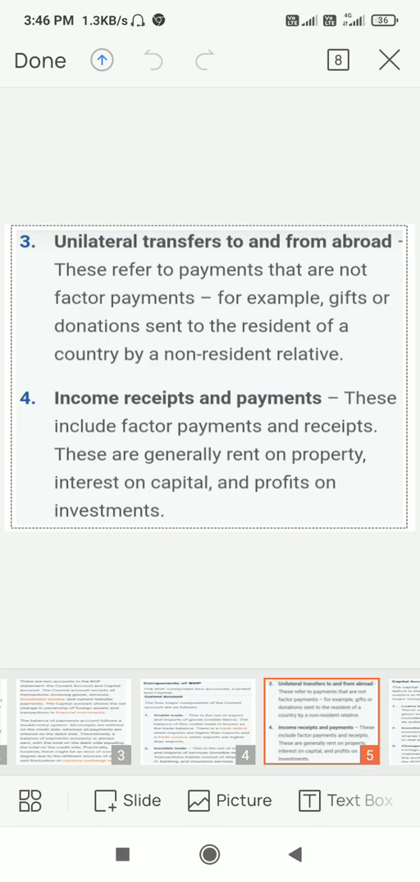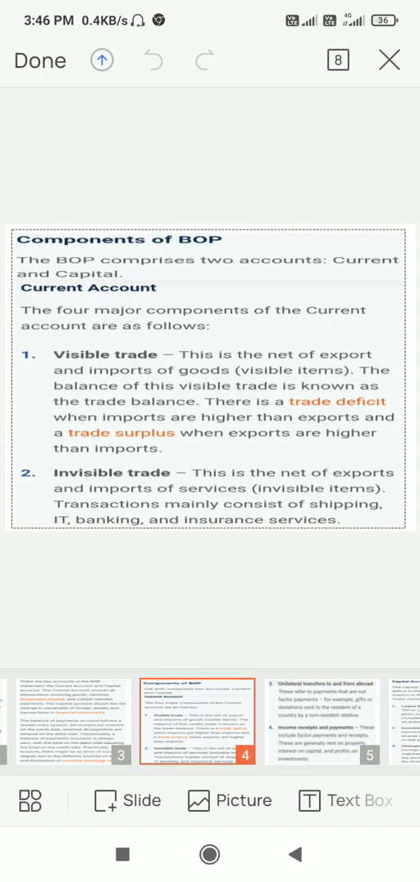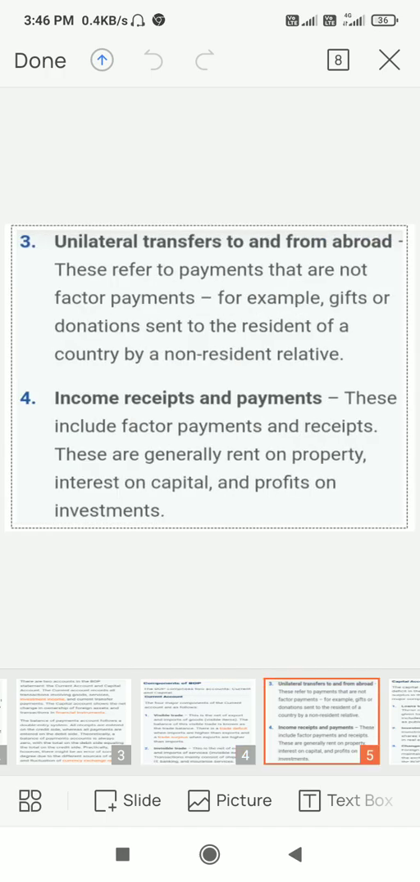Next one is called income, receipt and payment. All the income, receipts and payments we have made in this include factor payments and receipts. These are generally rent on property, interest on capital, profit on investment. These all come under this. So these are the four components of current account: visible trade, invisible trade, unilateral transfer to and from abroad, and income, receipt and payment.